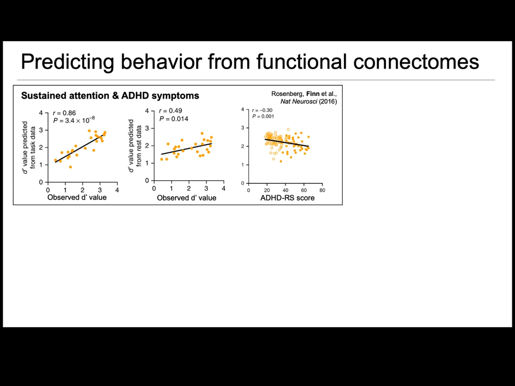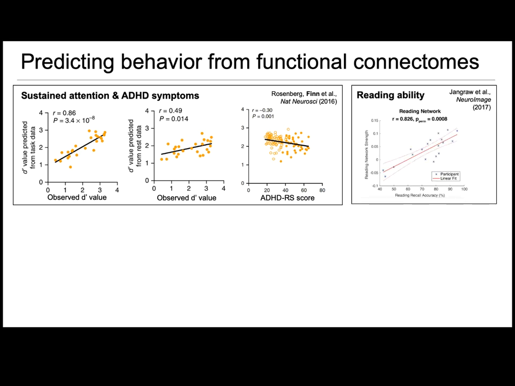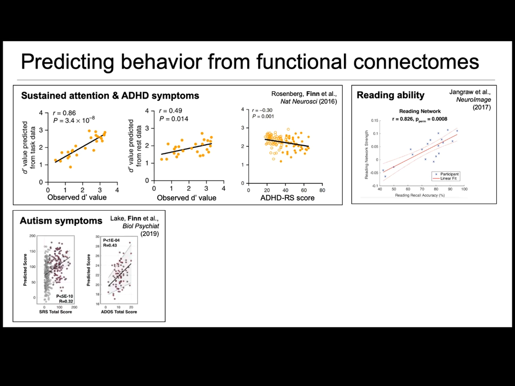So since then, we've applied this approach to a number of different other data sets and behaviors. We've gotten some traction on this. So, for example, we've seen that resting state connectivity can be used to predict both levels of sustained attention in healthy adults, but also symptoms of ADHD in children. Work from Peter Bandettini's lab done by Dave Jangraw here at NIH has extended this to predict people's reading ability from both task-based and resting state scans.